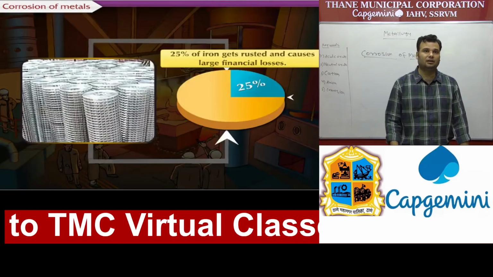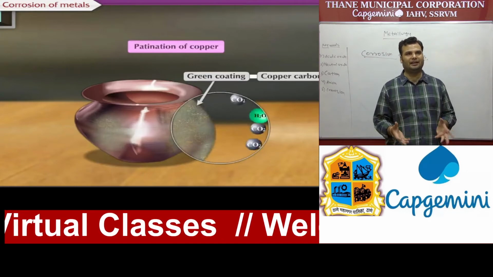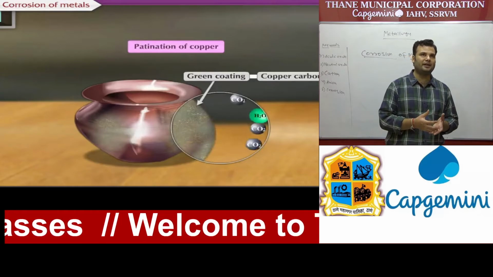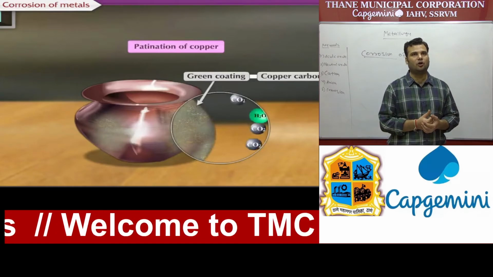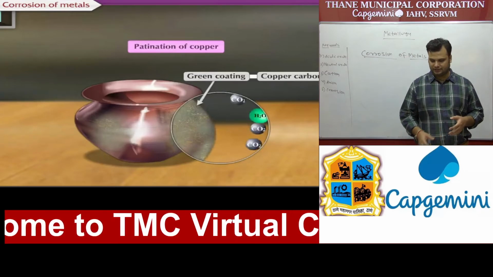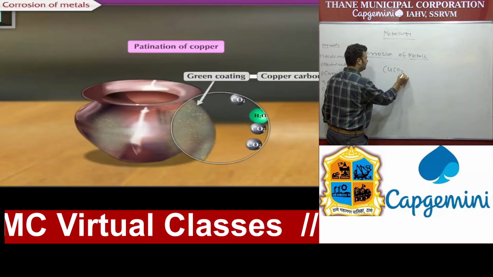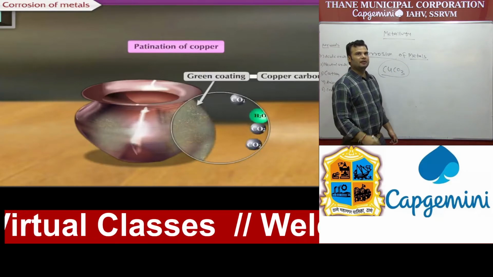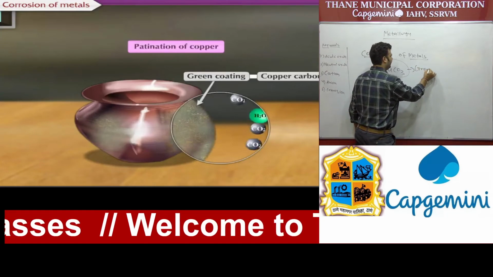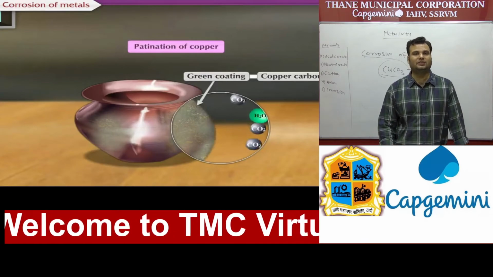So let's start with what happens in corrosion. You can see in the slide, copper. Copper is a metal, and it forms a green coating when exposed to air for a long time. The green coating on the surface of the copper is because it forms copper carbonate, CuCO3, and because of the CuCO3, the color of copper turns green. Again, it is because of rusting, because of moisture, air and acid.